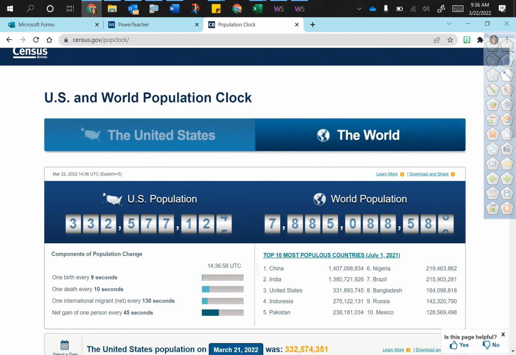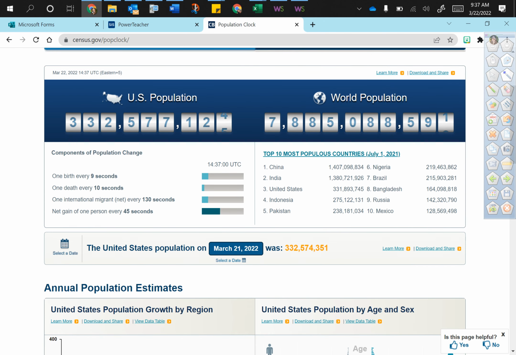But what's awesome is if you scroll down, it tells you there's one birth every 9 seconds, and it has a meter here. So this goes 9 seconds. When it hits the end, someone's born, and then it starts over. When it hits the end, another person is born, and that keeps track with this. There's also one death every 10 seconds. So we subtract one from the population every 10 seconds. There's one international migrant, now notice that's net, every 130 seconds, all right? And then there's a net gain of one person every 45 seconds. So all of this taken into account, the U.S. is gaining one person every 45 seconds.